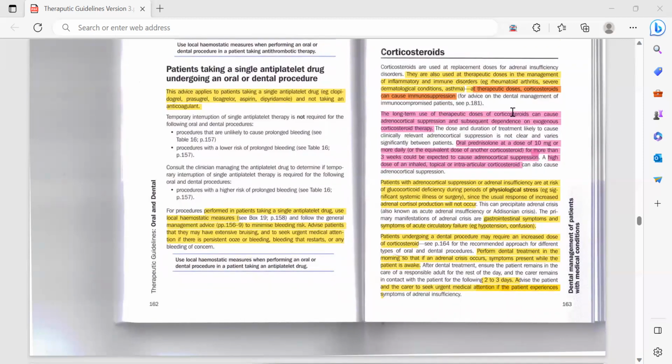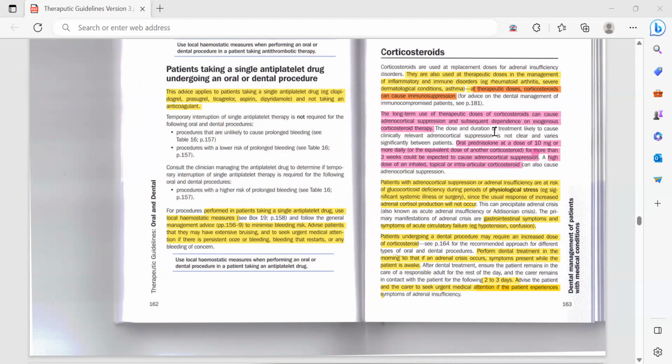The long-term use of therapeutic doses of corticosteroids can cause adrenocortical suppression and subsequent dependence on exogenous corticosteroid. When patients continue to take the corticosteroid medication from an outside source, their body stops producing the adrenal hormone from inside, and it just relies on the outside source. So in a period of stress, we will need more amount of adrenaline, right? If that is not coped with, that's the reason most of the complications may occur. So we need to calculate all those benefits and risks and what modification we may need to do.